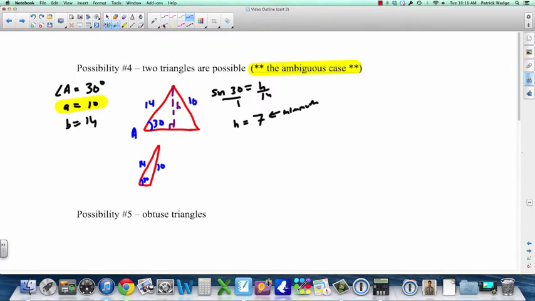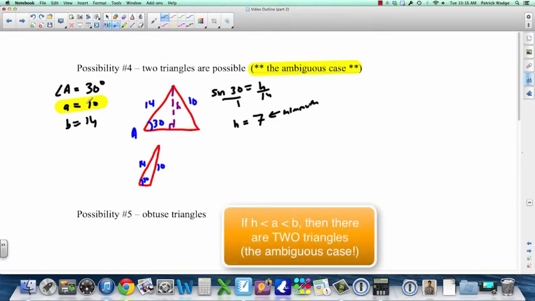How do you know when you'll have two triangles? You're going to have two triangles if the amount you have, the A side, the 10, is more than the 7, so that means you're going to have at least one, but the 10 is less than the 14. The other way you could say it is A is greater than H, but A is less than B. Or, to do it faster, H is less than A is less than B.